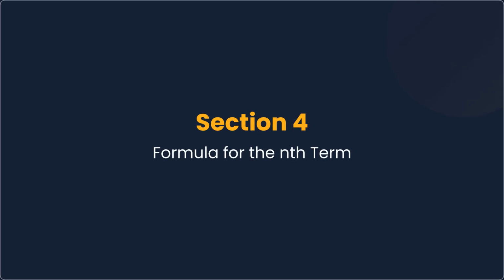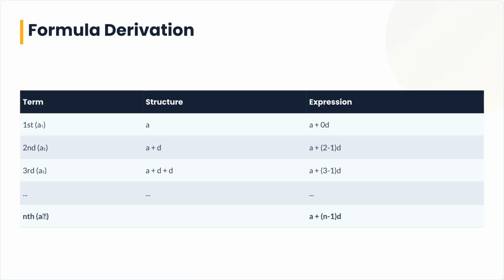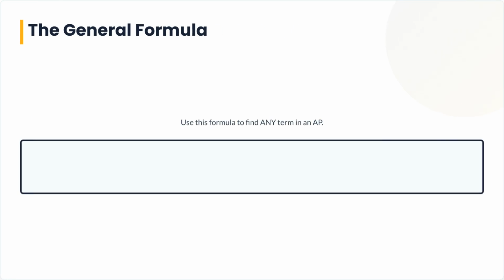Now let's move to Section 4, determining the formula for the nth term. By examining the pattern of an arithmetic progression, we can derive a general formula that allows us to calculate any specific term within the sequence. The general formula is A-n equals A plus n minus 1 multiplied by D. This is a powerful tool to find any term without listing the entire sequence.